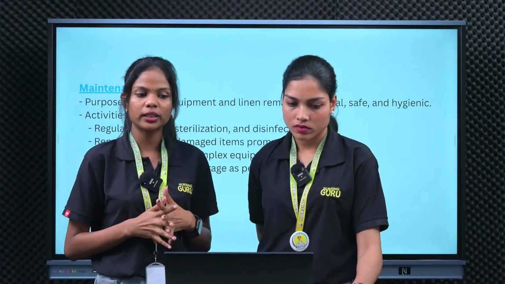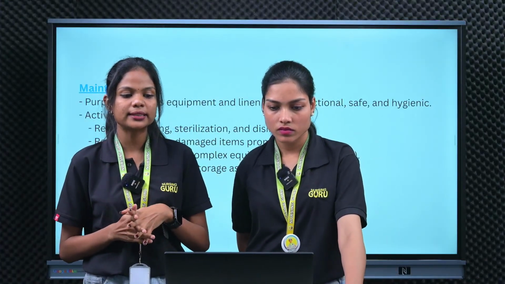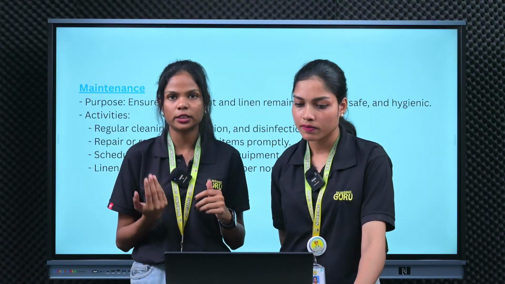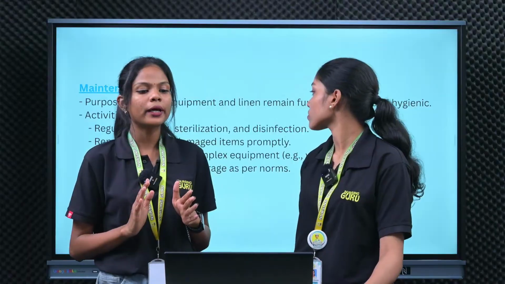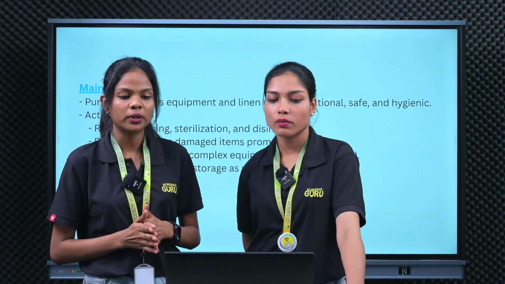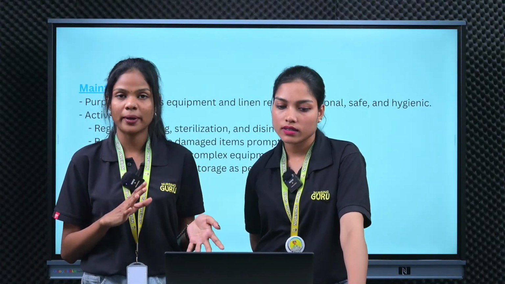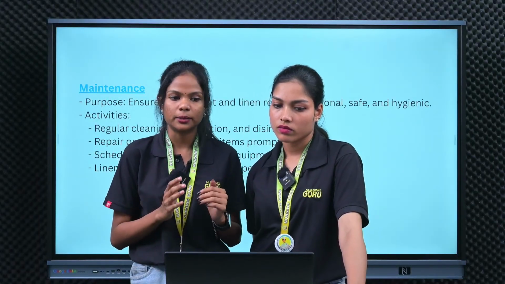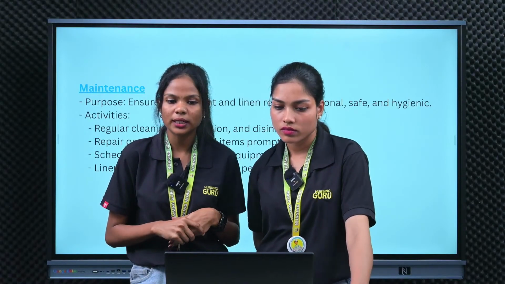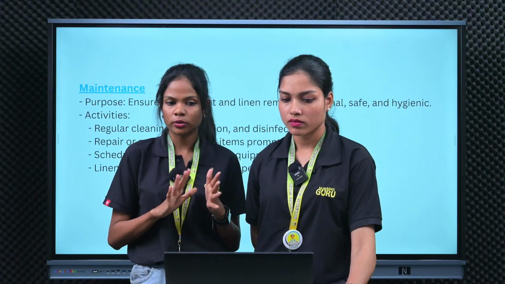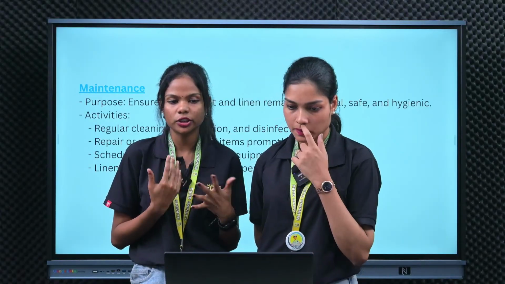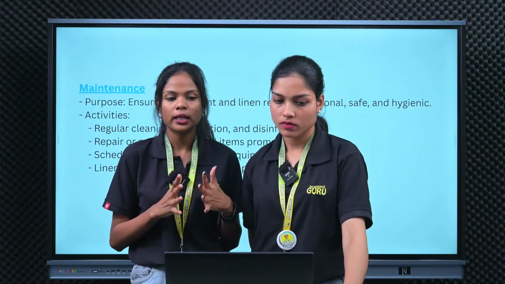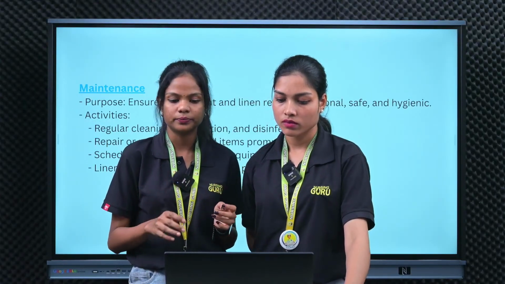Then the activities are regular cleaning, sterilization and disinfection. Regularly we clean the equipment, sterilize and disinfect it. Repair or replace damaged items promptly. If any item is damaged, we can repair or replace it. Next is scheduled checks for complex equipment. And linen laundering and storage as per norms. As per the norms, linen laundering and storage can be done.